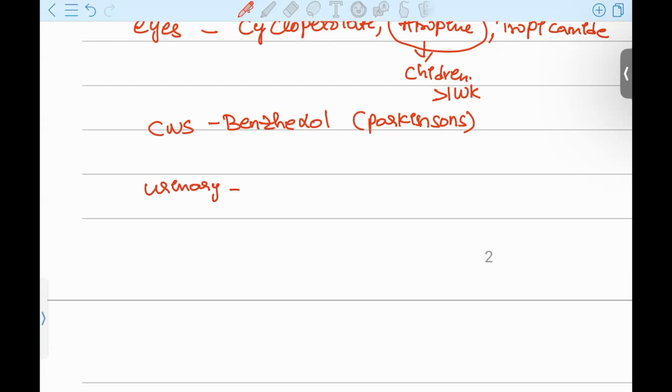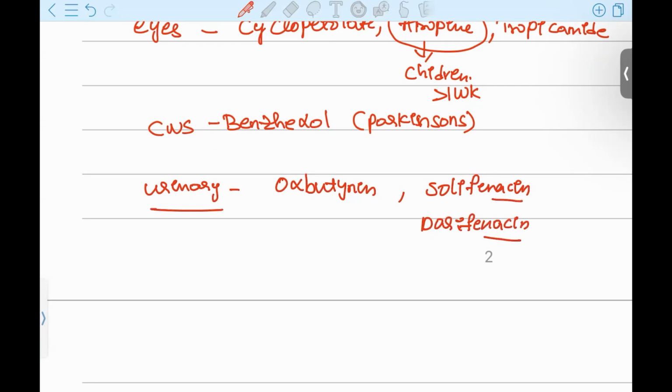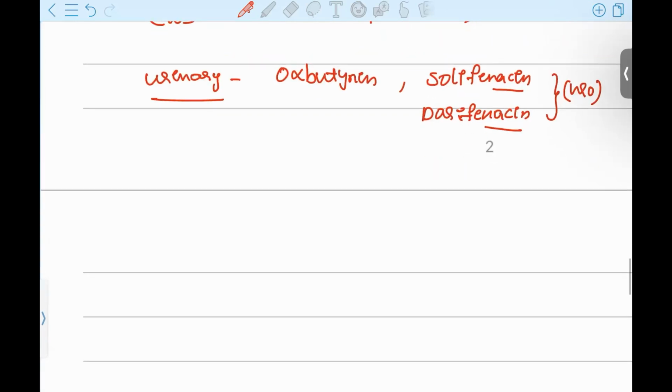What are those drugs? You can use oxybutynin. Oxybutynin is a smooth muscle relaxant. It will decrease the contraction of the detrusor muscles of the patients. Also some drugs ending with -nacin, for example solifenacin and also darifenacin. The drugs ending with -nacin are used for urinary patients to decrease the urination frequency, and they are very much selective drugs. This is what we use in urinary symptoms.